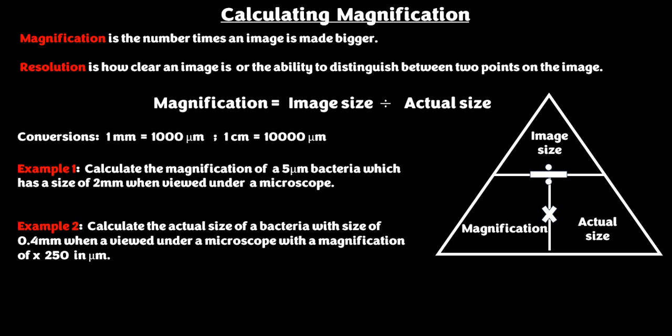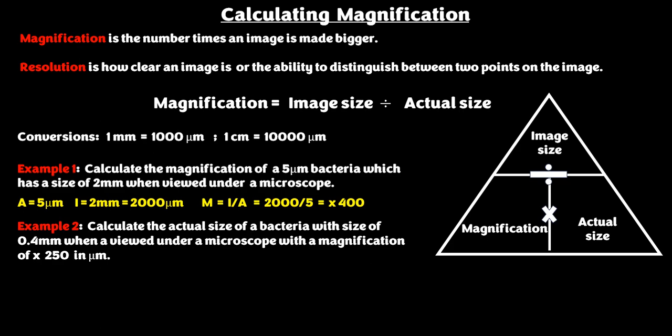The first one says calculate the magnification of a 5 micrometer bacteria, which is the size of 2 millimeters when viewed under a microscope. Now, because the units are not the same, we need to make sure we convert them to the same unit. So we convert 2 millimeters to micrometers by multiplying by 1,000. So we get 2,000 micrometers. We then divide the image size by the actual size, so 2,000 over 5, and that gives us times 400. So that's the magnification.